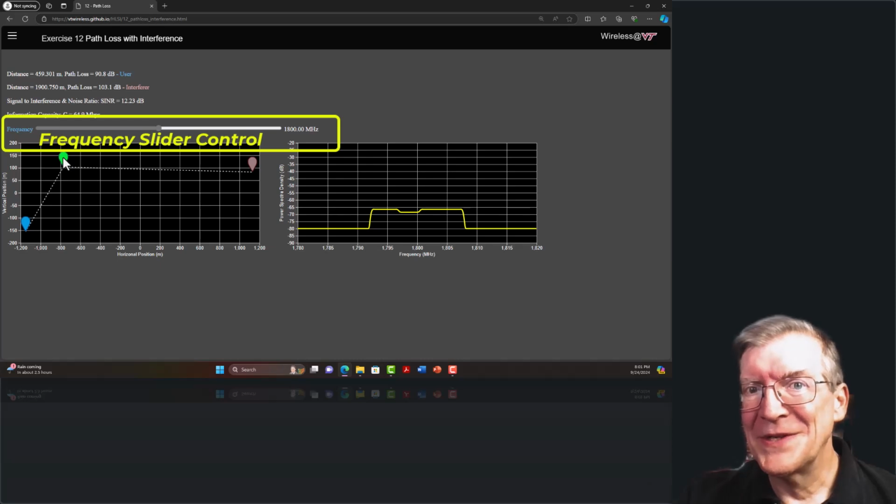And also, students have the option to change the frequency of the desired transmitter and to see what effect that has. And in this simulation, the receiver will follow the desired transmitter to any frequency that the desired transmitter is tuned to.